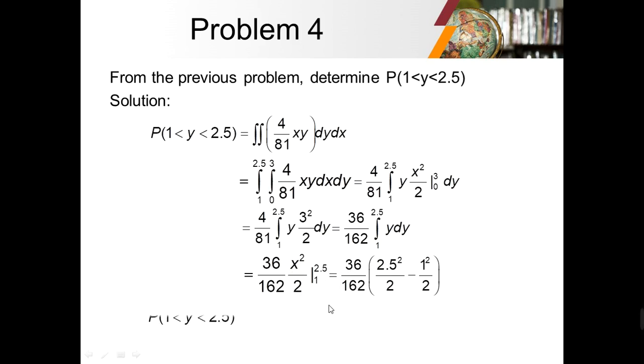Then, kalkuhin ulit the probability. The marginal probability that y is greater than 1 but less than 2.5 is equal to 7/12. Okay? So, next.